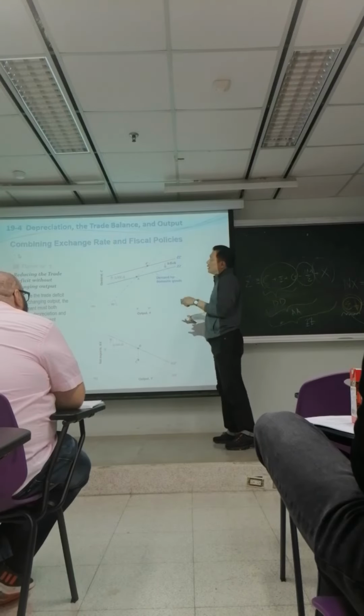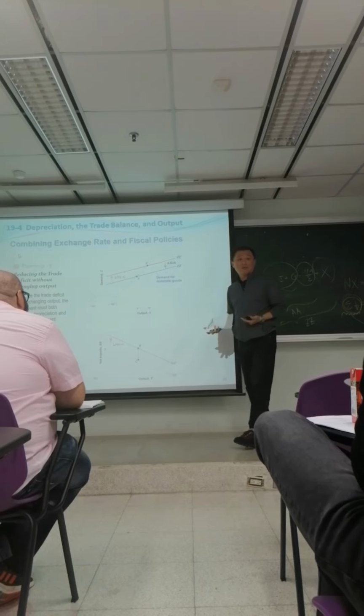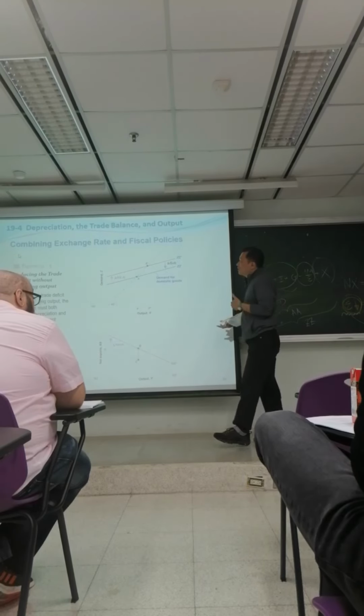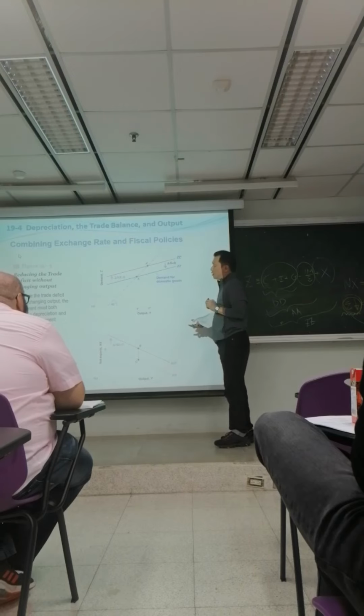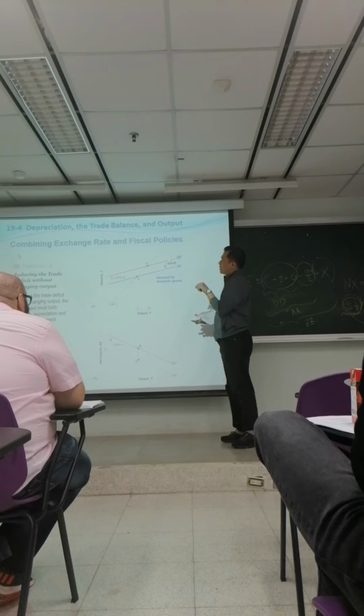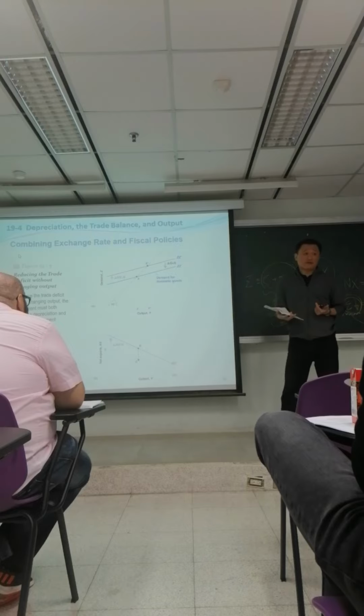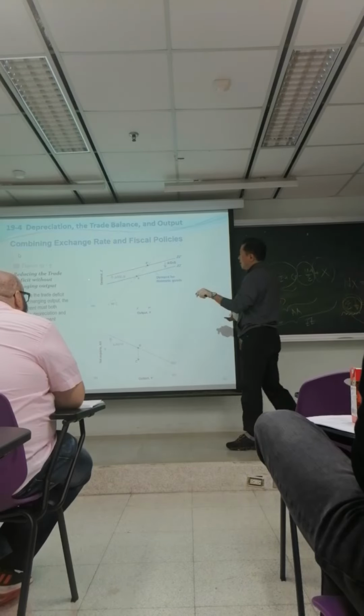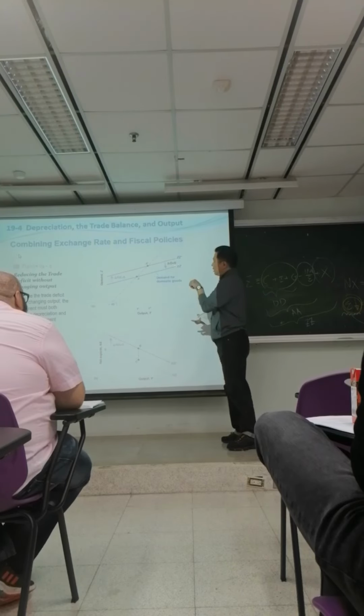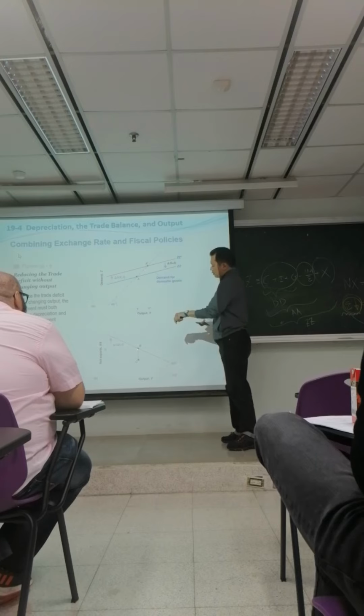But with only exchange rate policy, we cannot do more. Therefore, we need to add fiscal policy as well, to shift this ZZ line back down to its original position. Namely, we need a contractionary fiscal policy. So the ZZ line will shift back to its original position, and Y will go back to Y again. In this situation, the trade balance will become 0, and Y will remain unchanged.